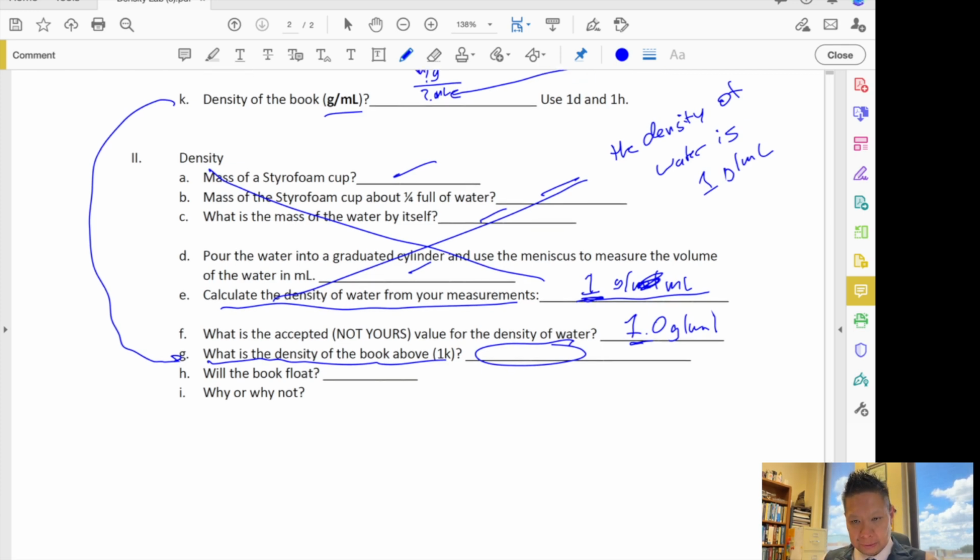So again, if you have a ruler at home, and you have a book at home, feel free to go ahead and do most of this stuff. If you have a balance at home or a scale at home, feel free to do that part too. And if you don't have a scale at home, just bring your book up here and we can weigh out your book using our balances and our scales. Okay? If you have any questions, let me know.